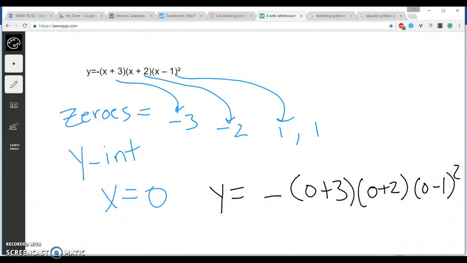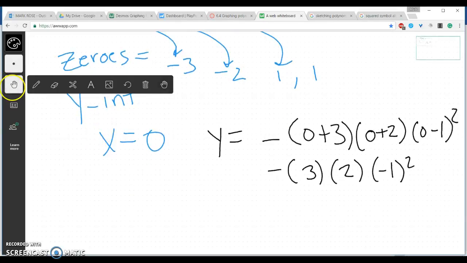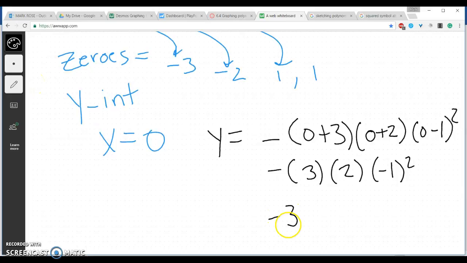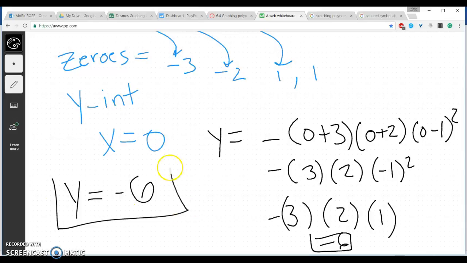What that's going to do is we have to do the parentheses stuff first. So 0 plus 3 is 3, 0 plus 2 is 2, and 0 plus -1 is -1. And then we have to follow order of operations. So we're going to deal with this squared first. So we'll have 3, 2, and -1 squared is 1. And then when we multiply all this, we'd have 3 times 2, which would give us 6, times 1 would give us 6. So our y-intercept this time will be y equals 6.